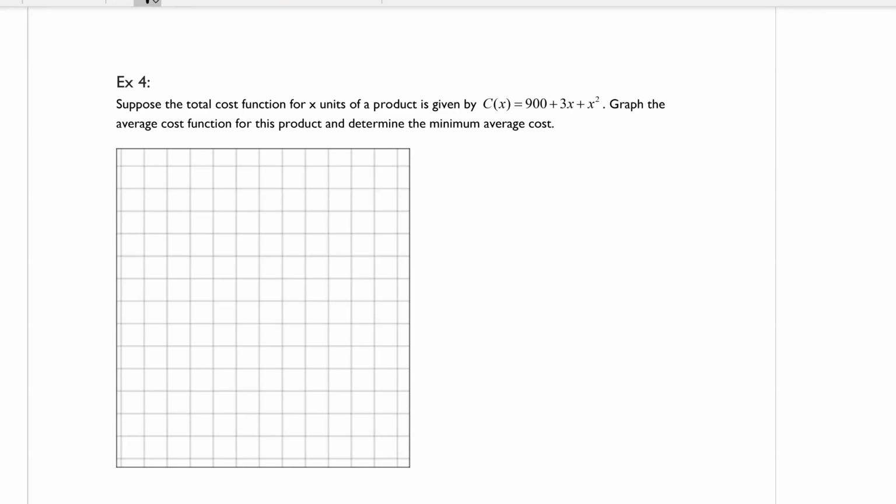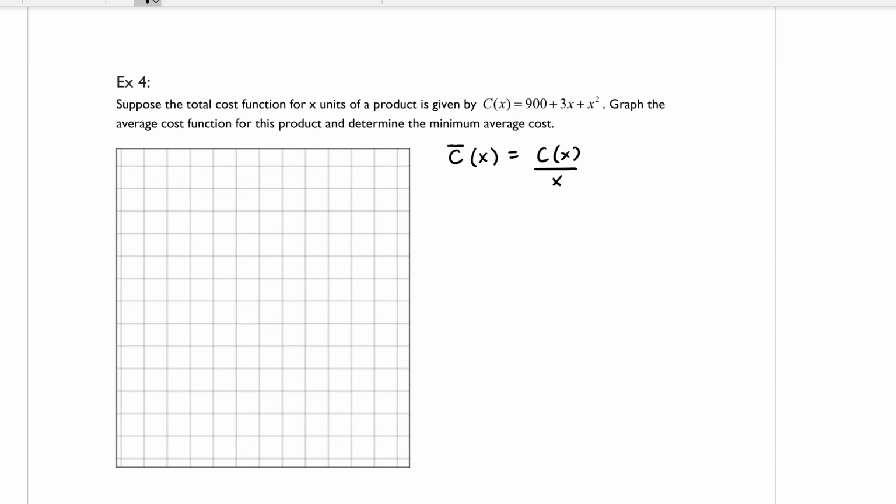the average cost function is usually denoted by this little bar like that. And notice that it's just going to equal our cost function divided by the number of units that we sell, which should make sense because C of x represents the cost of making x number of units. And then if we divide that by the total number of units that we make, that should give us the average cost that we've spent per unit.